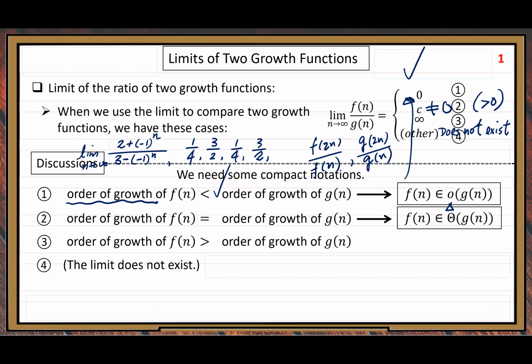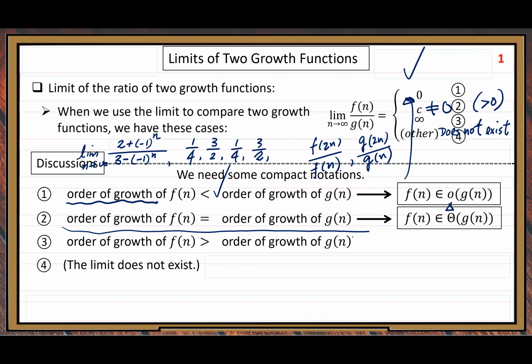Second one, big theta notation. Big theta, capital theta, not little theta. Big theta notation here, you know, the limit, the ratio. If you see the big theta notation, it's different from little o. With little o notation, you can connect to the limit directly. For this big theta notation, you can say they have the same order of growth.